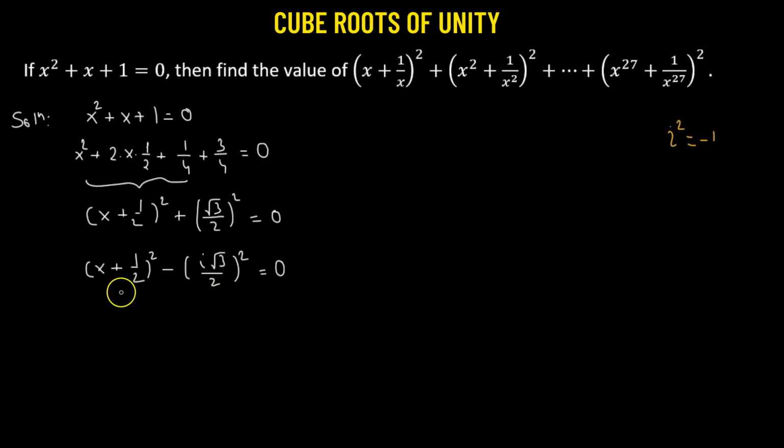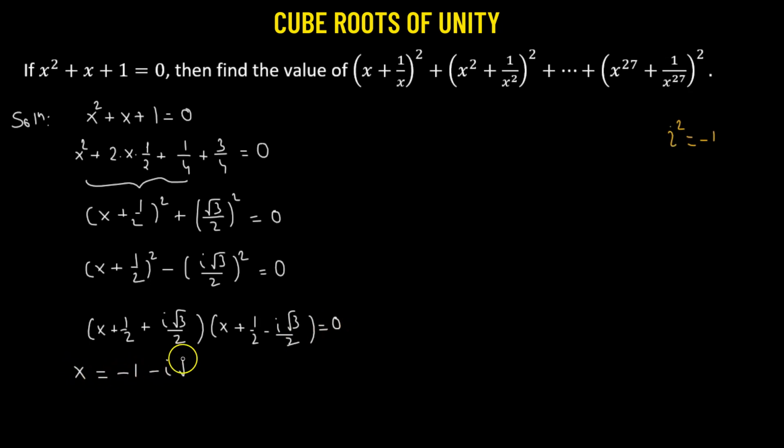Now this is done so that we can use the identity a squared minus b squared, which is simply (a minus b) times (a plus b). In our case, we will have (x plus 1/2 plus i times square root of 3/2) multiplied by (x plus 1/2 minus i times square root of 3/2) equals 0. So we get the value of x as (-1 minus i times square root of 3)/2, and the other one is (-1 plus i times square root of 3)/2.